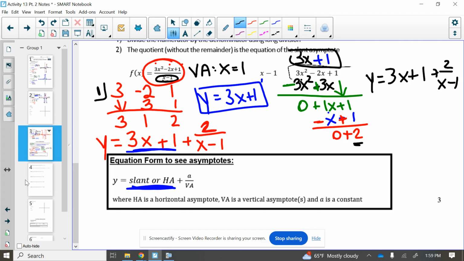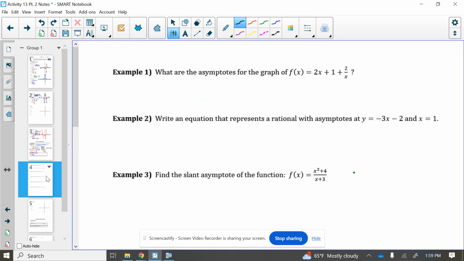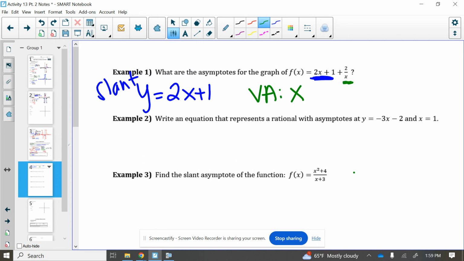Okay, so continuing on with this equation form, if we are being given the equation, we know that the asymptotes are going to involve, in this case, a slant one at y equals 2x plus 1, and then also, based on this denominator, a vertical asymptote at x equals 0.